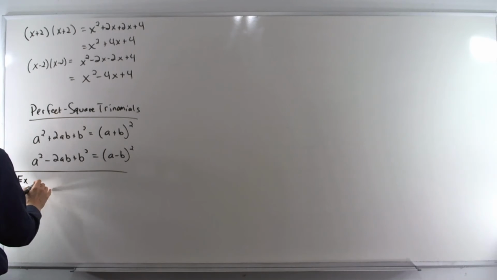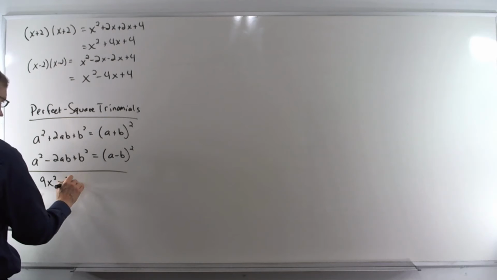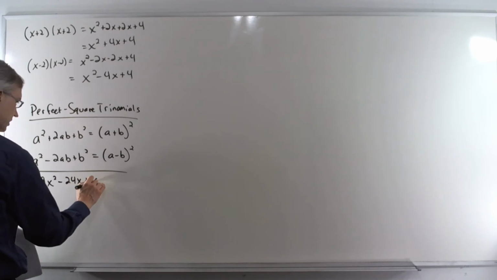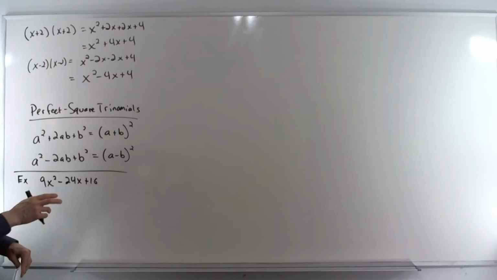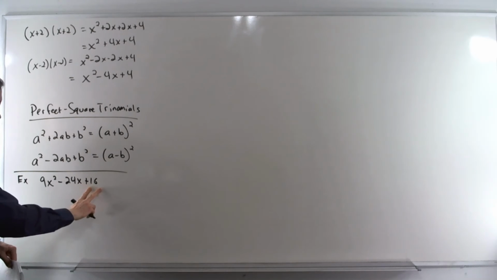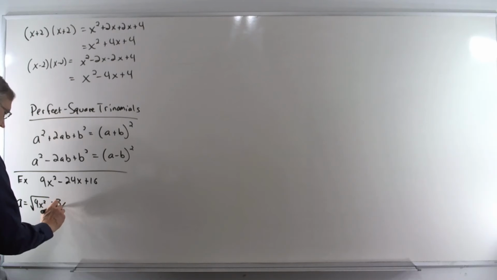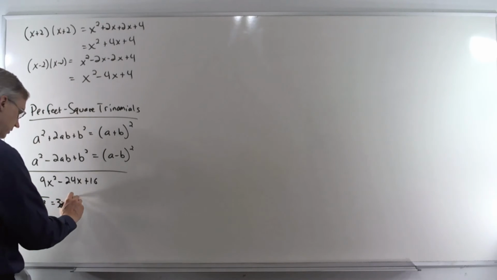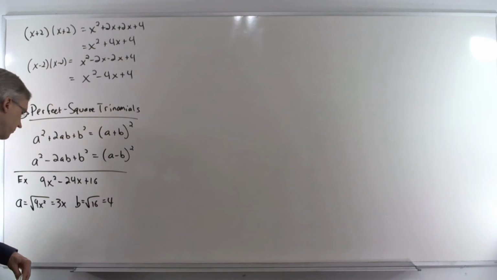So our first example is 9x squared minus 24x plus 16. Now the middle term, that doesn't have to be a perfect square. We're only checking the first term and the last term. And those are all perfect squares. So we can find a, square root of 9x squared. So that's 3x, b, square root of 16, and that is 4.